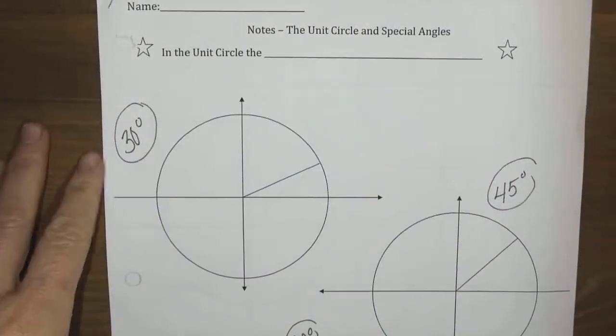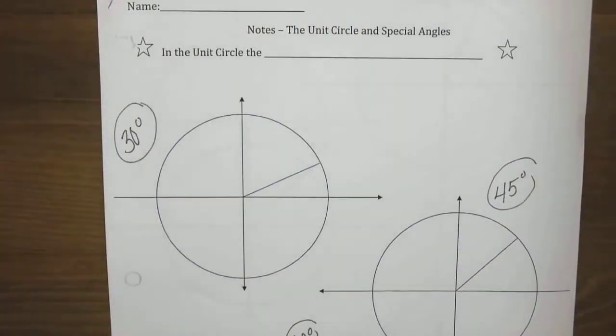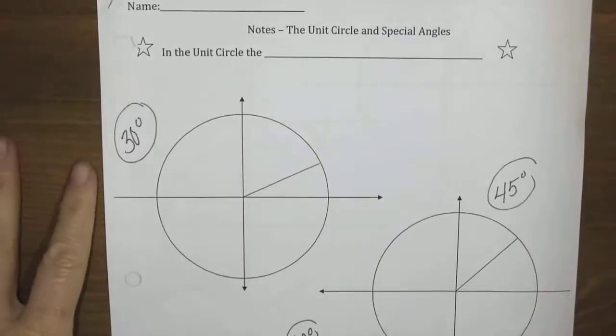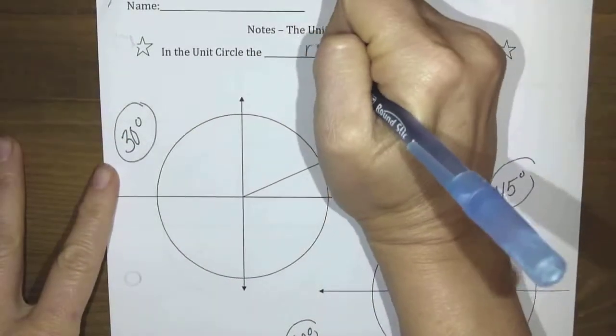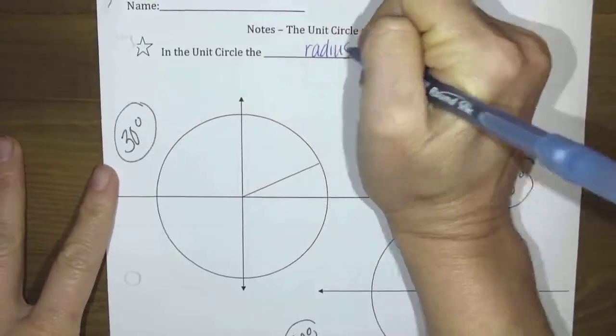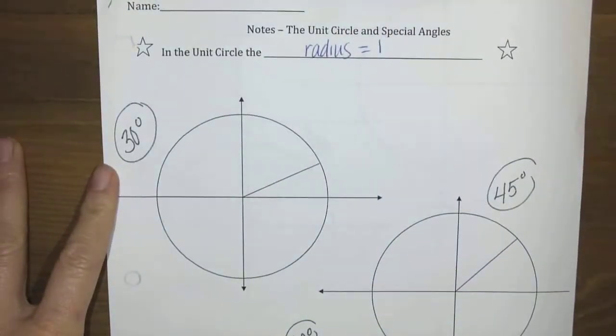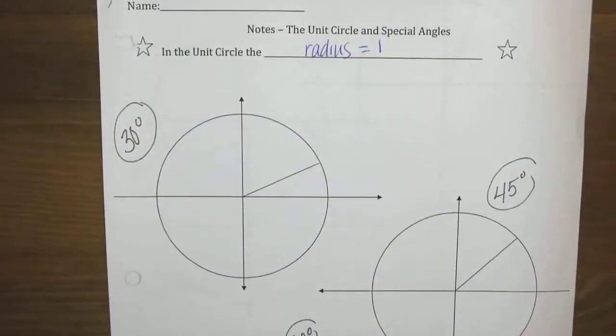Okay, these are going to be your unit circle and special angle notes and also your table notes. In the unit circle, the radius always equals 1. And I'm going to do a couple and show you how to fill in your chart, and I'm hoping you can do the rest.